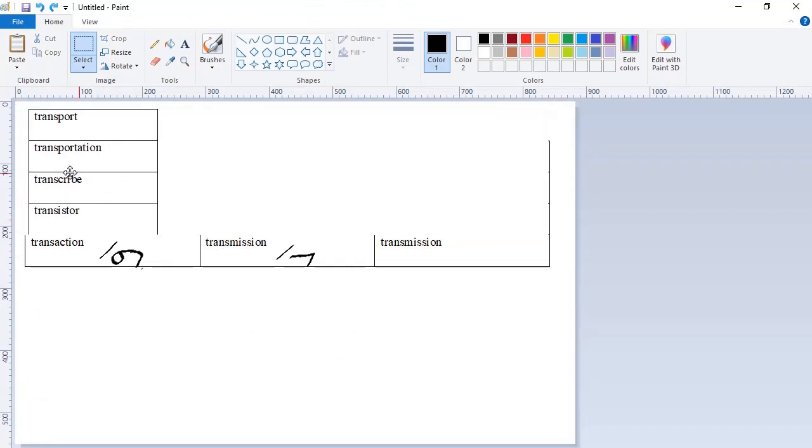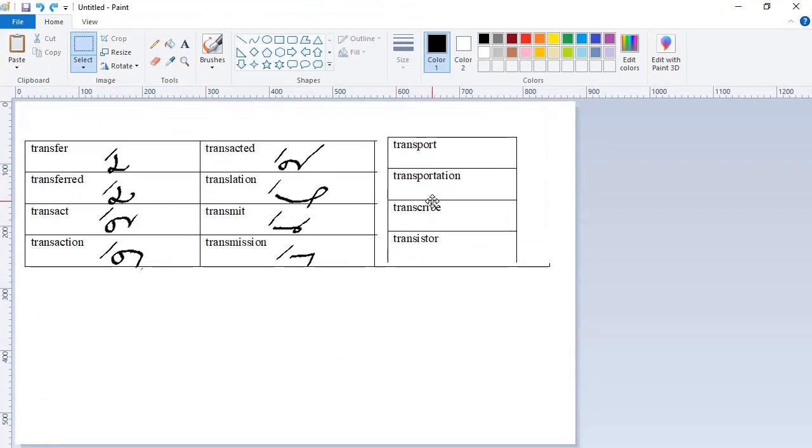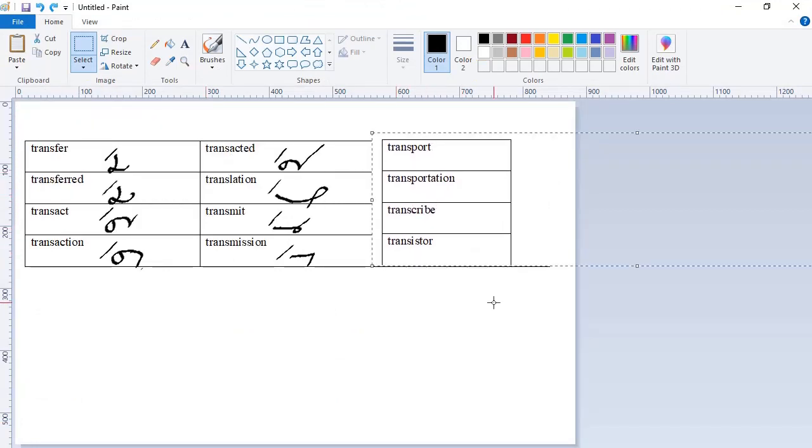Ayaw pa din. Ay, okay. Sige, ganyan na lang. Okay, so we have transport. So, paano itra-transcribe si transport? We have trans, and then yung ating put. P-O-T. Transport. Next, transportation.